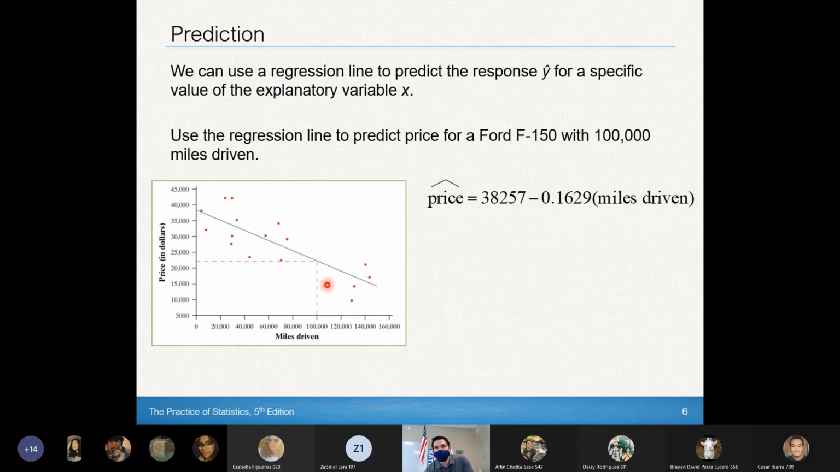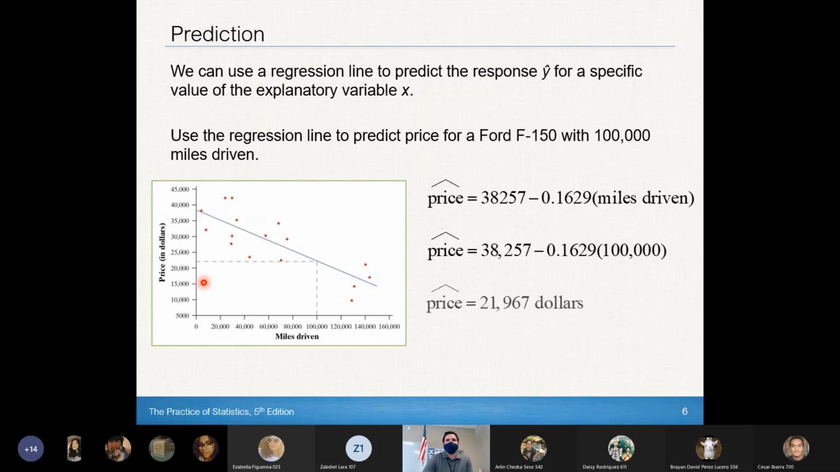We could trace up on the graph to the line and over to get an estimate. Or we can just plug it into the calculator. We'll replace miles driven with 100,000 and do the calculation. We get price hat is $21,967, which matches pretty closely to what we probably would have estimated, about 22,000, if we just used the graph. So we can use this to make predictions.